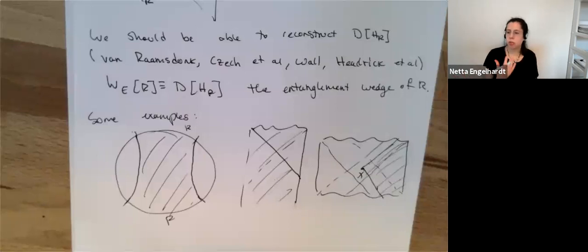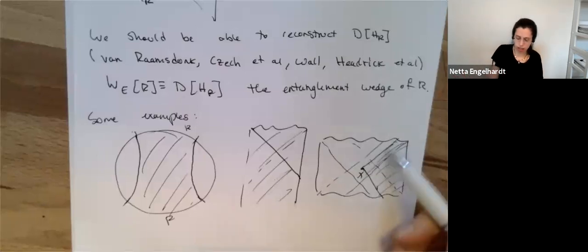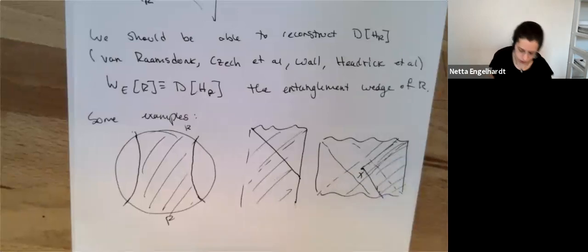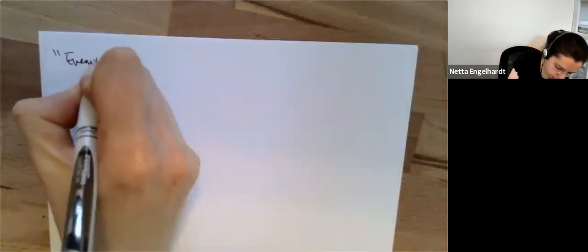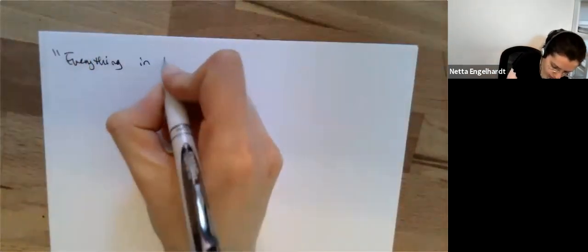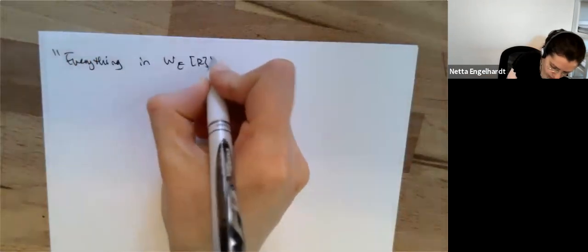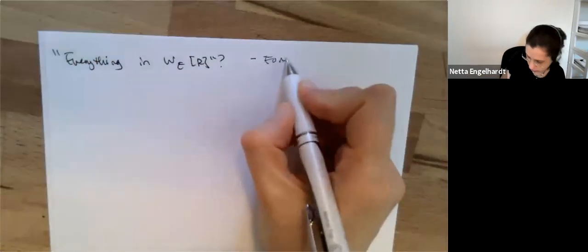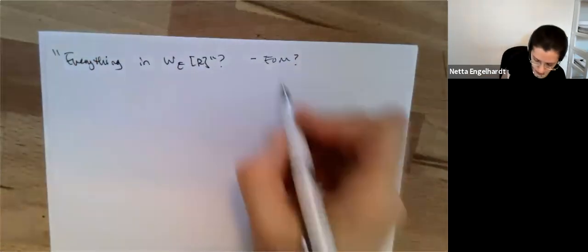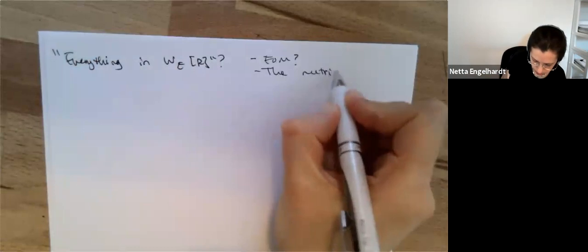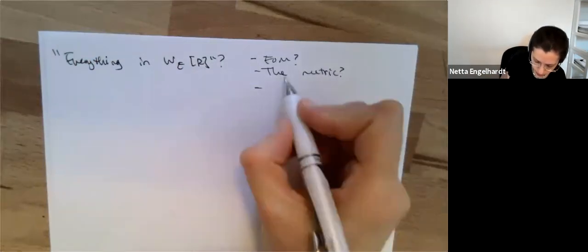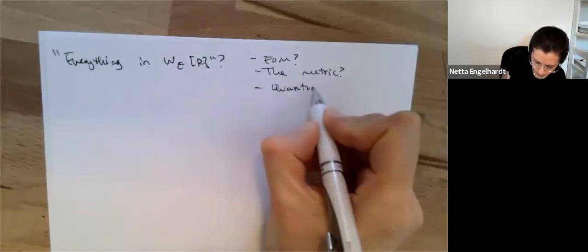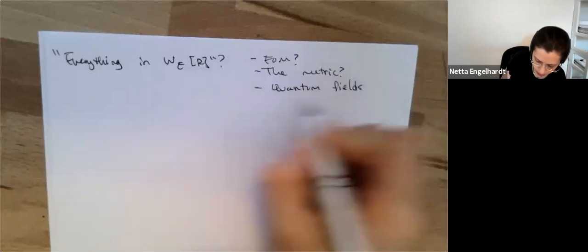Now, there is the question of what we mean by everything in the entanglement wedge. Do we mean the equations of motion? Do we mean the metric? Do we mean quantum fields propagating? Expectation values of quantum fields propagating?